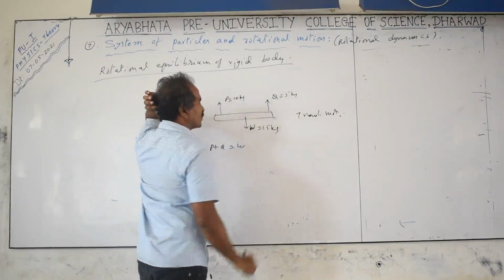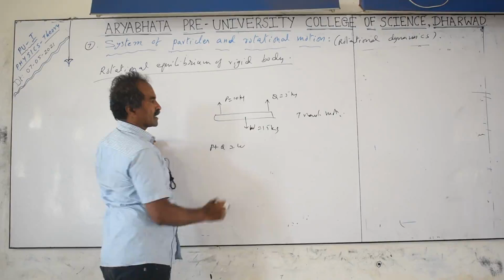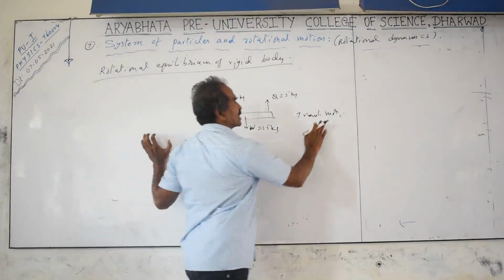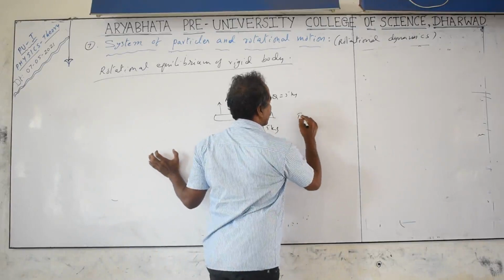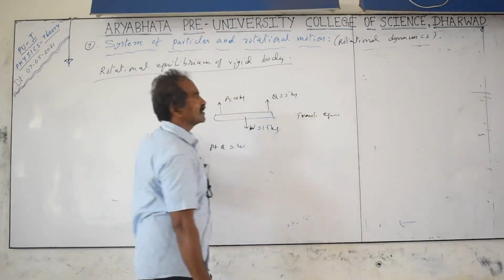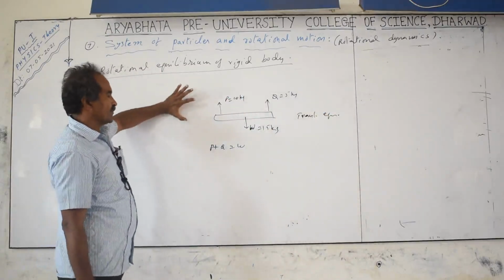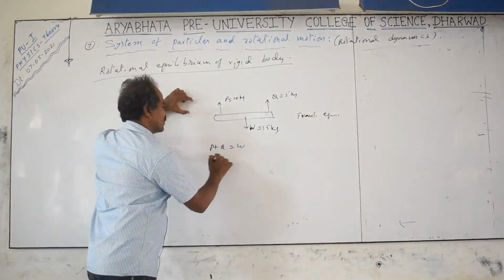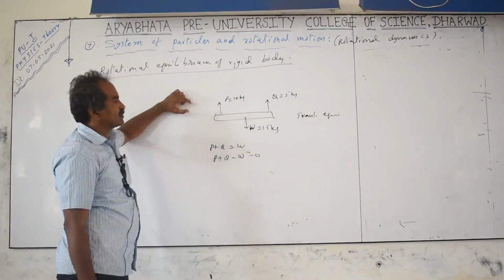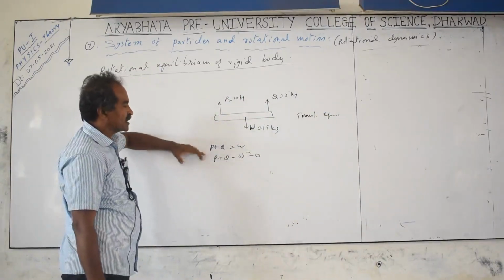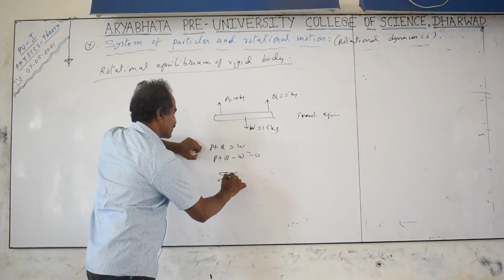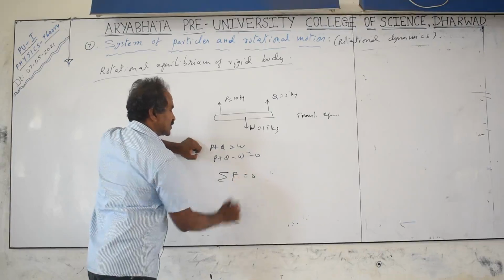That means upward force is equal to downward force. Then that object will not try to go up or downwards. That is called translatory equilibrium. Translatory equilibrium means net force is equal to 0. Net force equal to 0 means P plus Q equal to W, so P plus Q minus W equal to 0. Upward force we take as positive, downward force as negative, sign conventions. Then this is called the algebraic sum of the forces, meaning sigma F net is equal to 0.